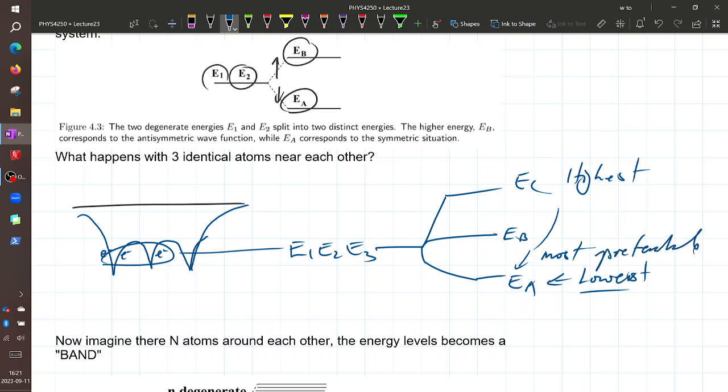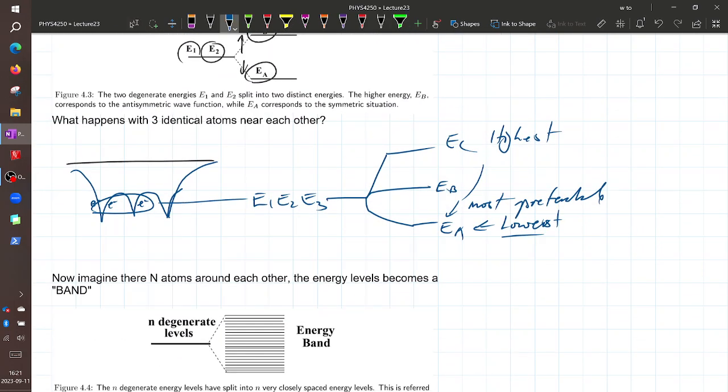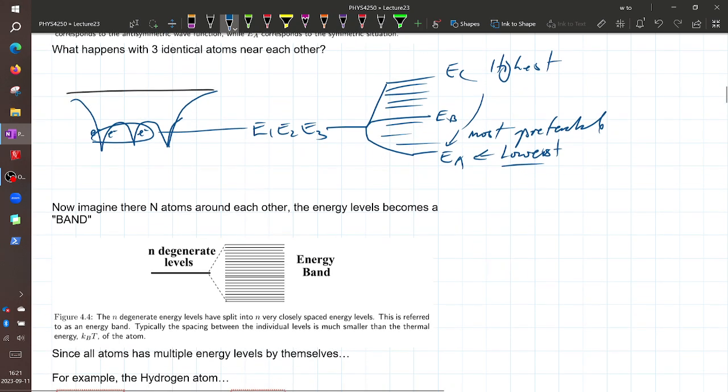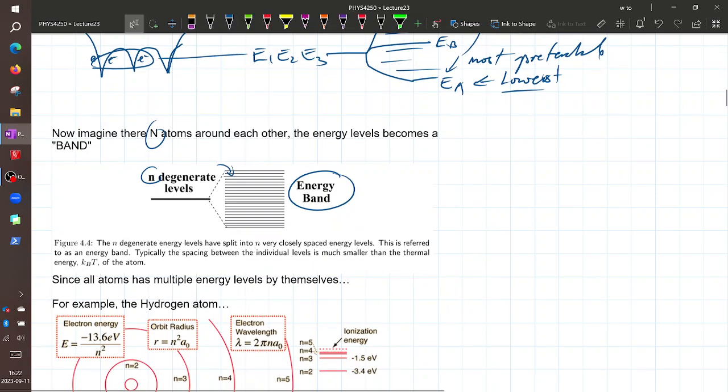Of course, when you have a lot of energy states together, you can start to see that all these energy states kind of start to blend in together. It becomes this thing called a band, okay? Even though these are discrete, there's 10 to the 27 of them, so it just looks really blurry, like a spectrum, okay? So when we have n atoms together, we get n number of degenerate states, and these are called energy bands, okay?